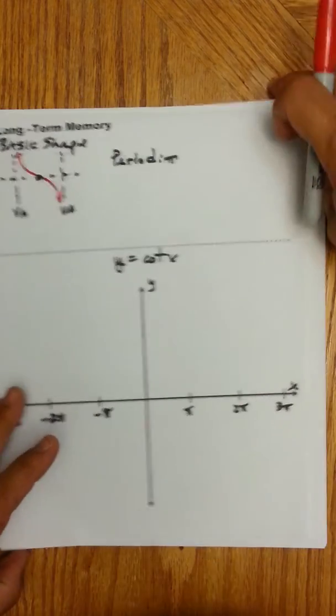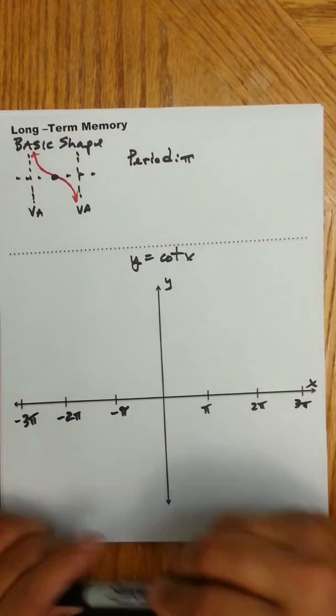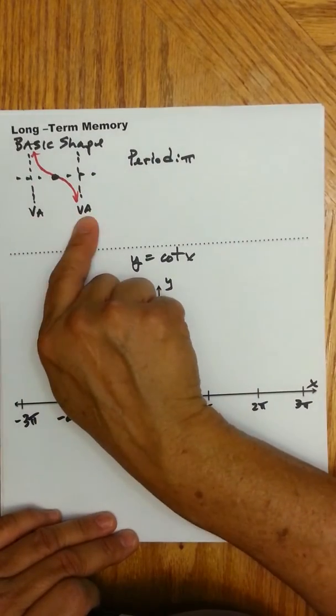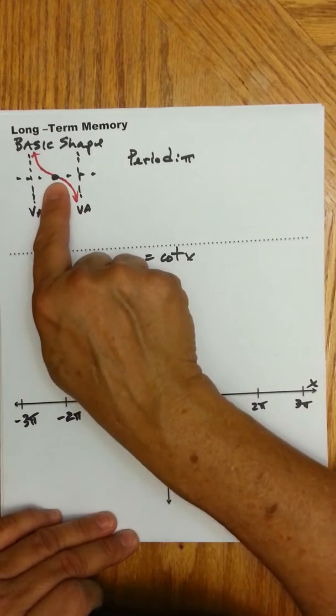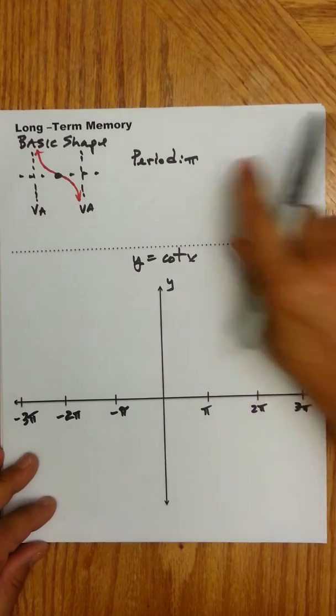All right, let's take a look at cotangent. So for cotangent, again, you have to have this committed to memory, this basic shape. And you know that you've got to find your vertical asymptotes, and you know right in dead center, this shape is going to cross the axis, and you know the period is pi.